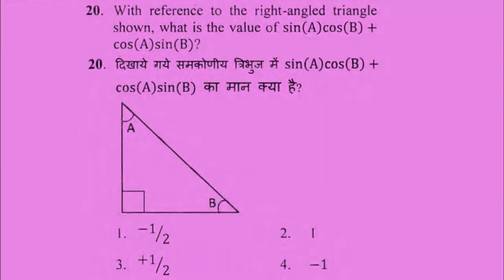The last problem of this episode, problem number 20. With reference to the right-angled triangle shown, what is the value of sin A cos B plus cos A sin B, where A and B are the angles of a right-angled triangle? Option 1 minus half, option 2 1, option 3 plus half, option 4 minus 1.